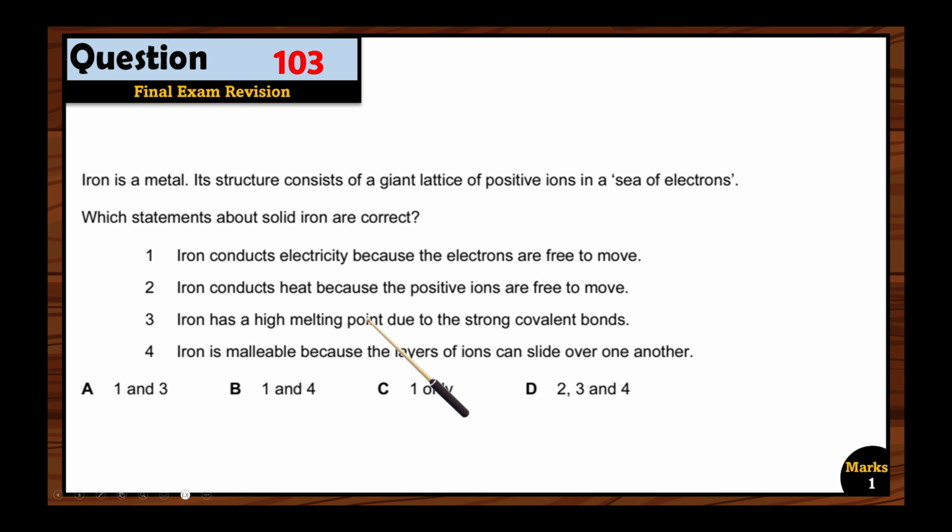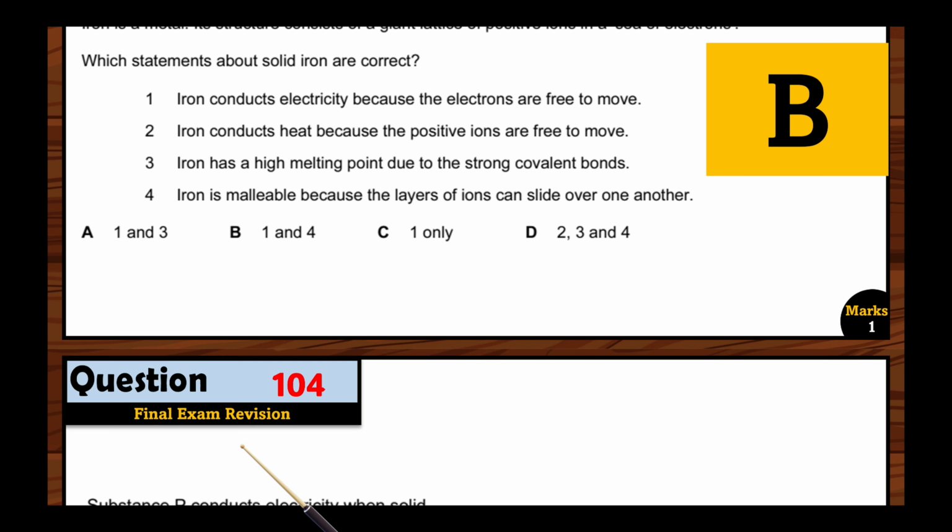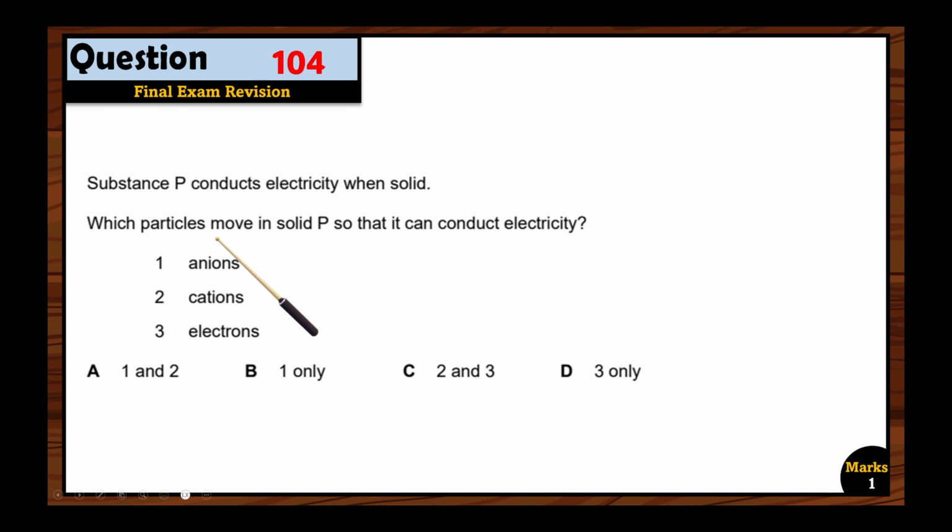Iron has a high melting point due to strong covalent bonds. Wrong. Iron has a metallic bond. Iron is malleable because the layers of ions can slide over one another. Yes, iron is a metal. Why are metals malleable? Malleable means they can change their shape when you apply force, because the layers of ions can slide over each other. So 4 is right. 1 is also right, because iron conducts. So 1 and 4 means B is right. Question 104. Substance P conducts electricity when solid. Which particles move in solid P so that it can conduct electricity? Okay.